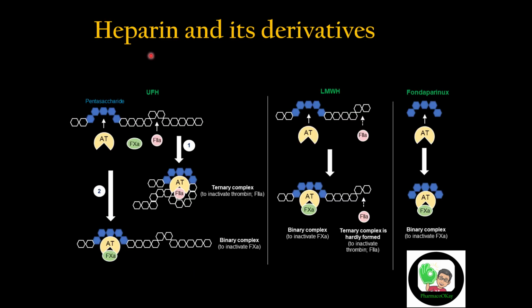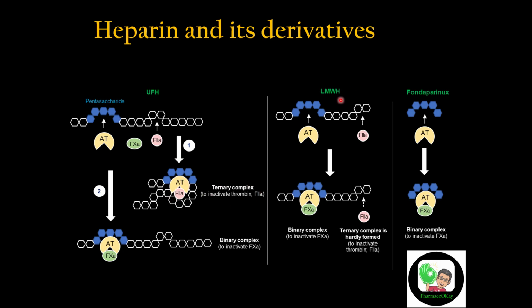First, we're looking at heparin and its derivatives, which could be classified into unfractionated heparin, low molecular weight heparin, and fondaparinux. Unfractionated heparin has a long chain of polysaccharide. It is a sulfated polysaccharide which has a pentasaccharide region to bind and activate antithrombin. If unfractionated heparin forms a binary complex which includes antithrombin and factor 10A, it will inactivate factor 10A. But if unfractionated heparin forms a ternary complex, it means that the pentasaccharide region will bind and activate antithrombin, whereas the terminal region could bind with thrombin, or factor 2A, and these ternary complexes could inactivate thrombin.